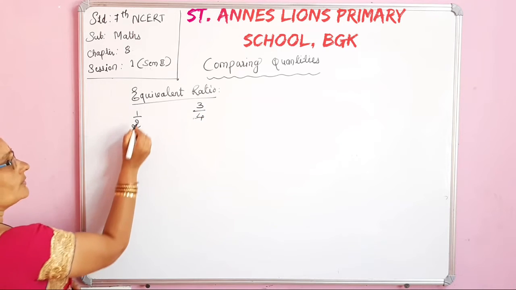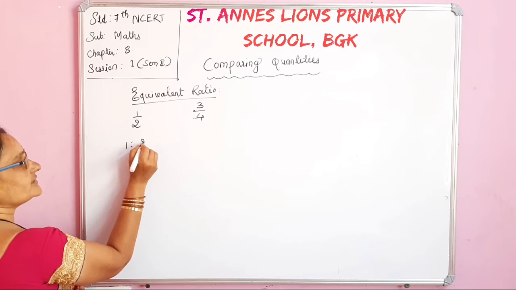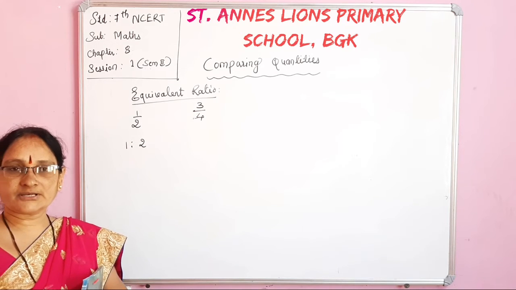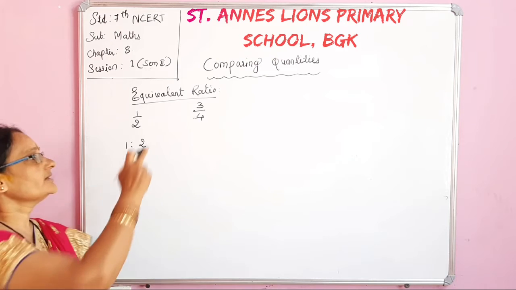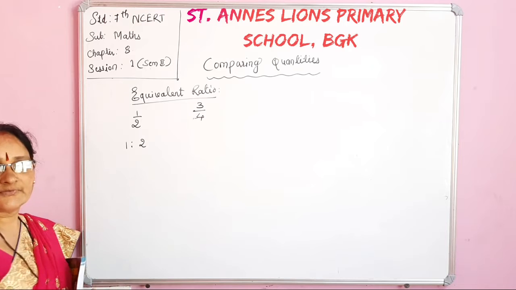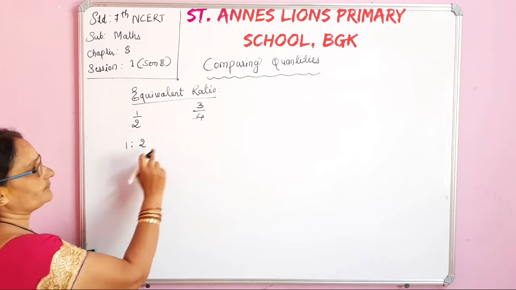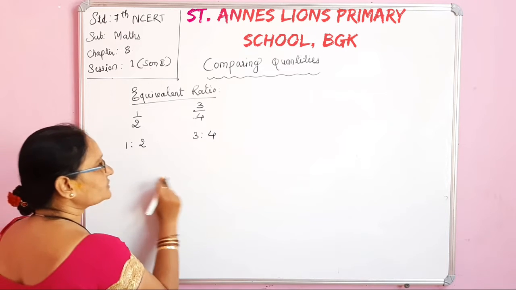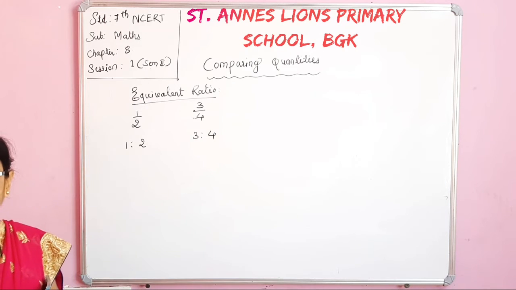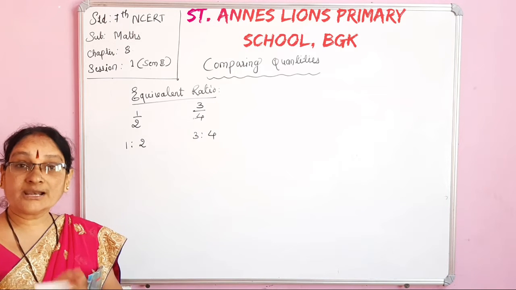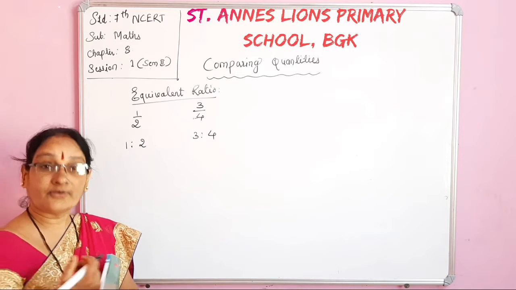Now 1 by 2 can be written as 1 is to 2. You already know the characteristic of ratio and fractions: they are interchangeable. Fractions can be written in the form of ratio, and ratio can be written in the form of fractions. 1 is to 2, then 3 by 4 can be written as 3 is to 4. Whether these two are equivalent or equal or not, how to find out?